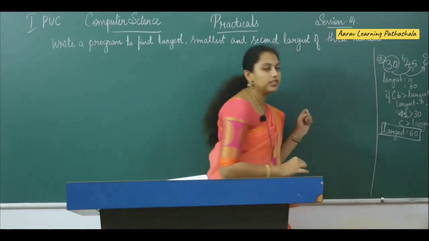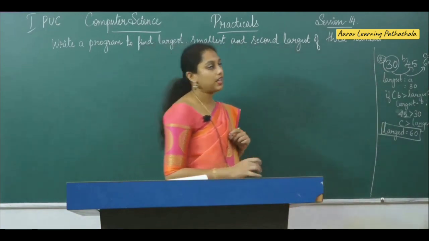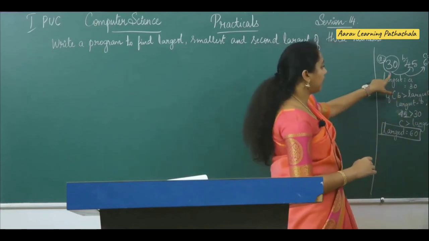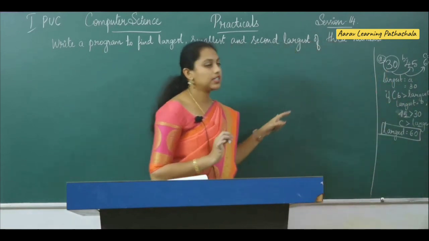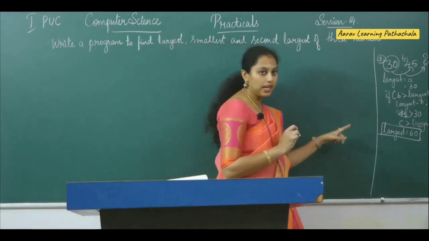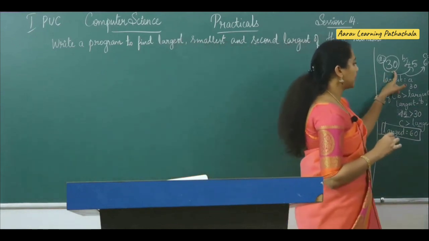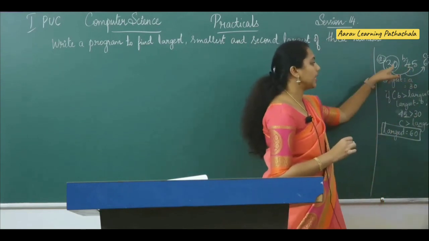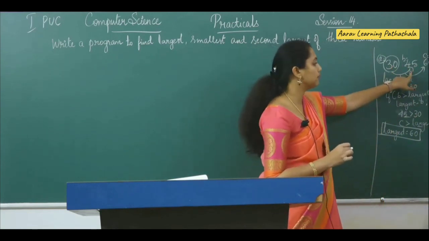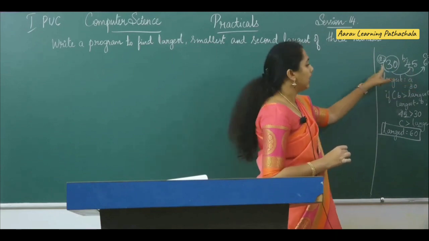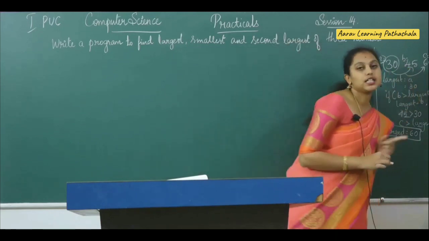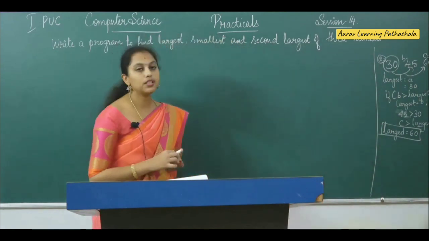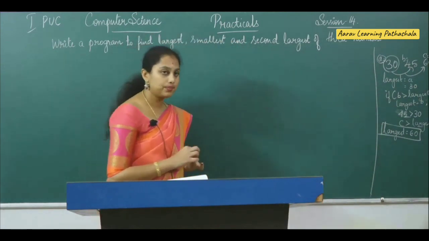Next, how to find the smallest of these numbers? Same as largest, I am going to consider the value of A as smallest. That is, smallest is equal to A. Now I am going to compare it with these two values. If B is less than smallest, then B will be the smallest number. Else, if C is less than the smallest number, then C is going to be the smallest number.